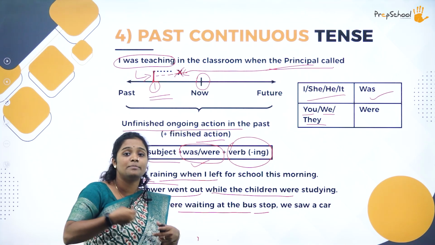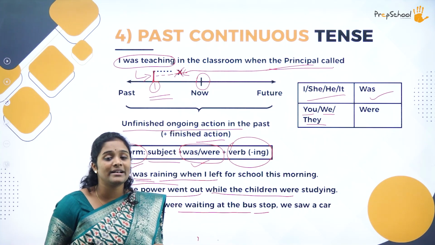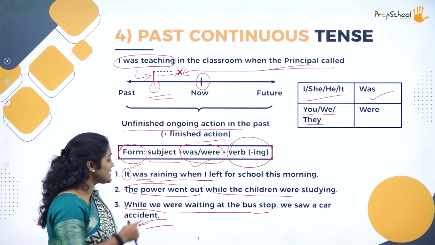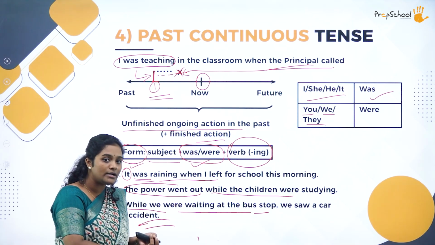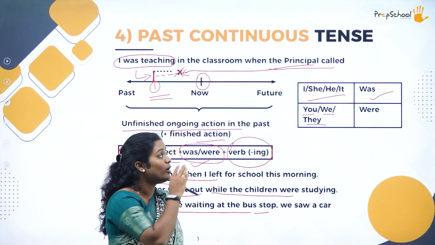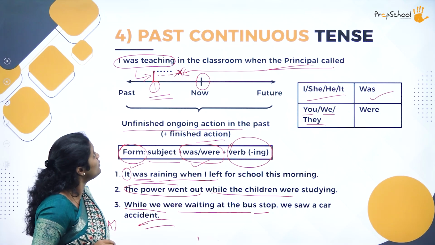The action in the past was we were waiting at the bus stop. What happened at that moment? We saw a car accident. So there is subject, was or were, verb in the ing format, and those are the subjects and what auxiliary verb you ought to use. So I hope this one is clear now.